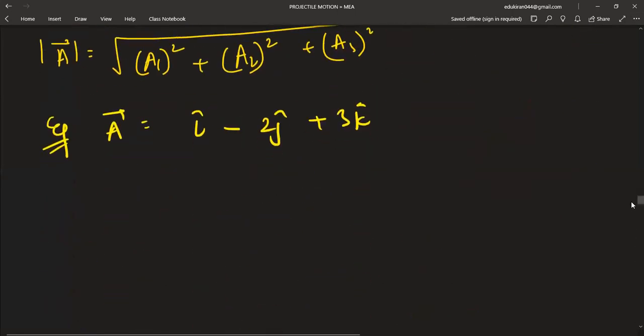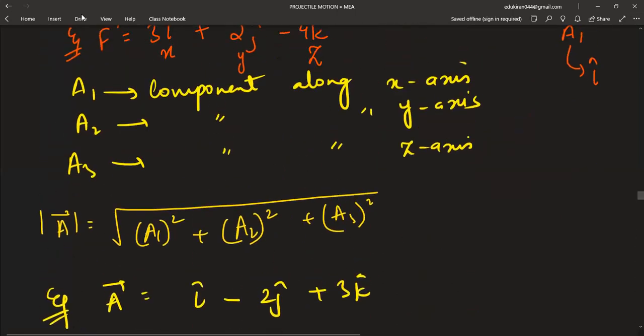Now class, calculation of magnitude. How do you calculate the magnitude? Under root, take the coefficient of I cap, square it, plus take the coefficient of J cap, square it, plus coefficient of K cap and square it. This is how you calculate the magnitude. See, I have told you two terms are there whenever you are discussing vectors. One is the magnitude, second is the direction.